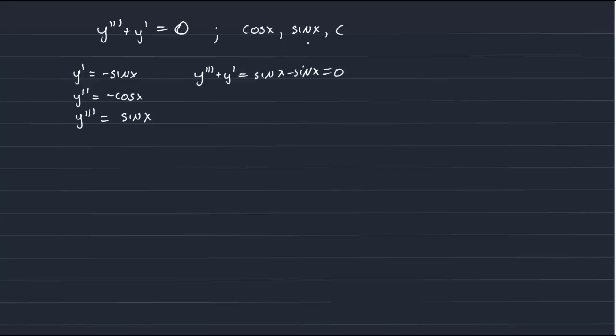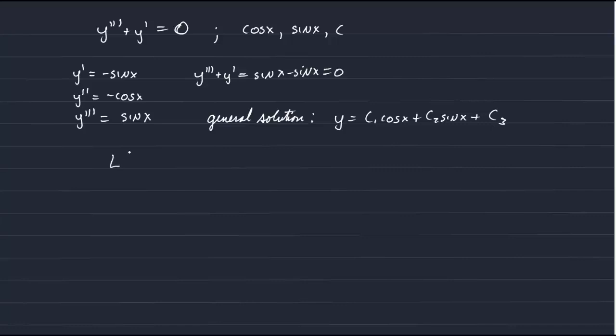We could do something similar using the solution sine x, and you should be able to convince yourself you'll get the same result. And likewise, any derivative of a constant will equal 0, so this is also a solution. So the general solution should be written as y is equal to c1 cosine x plus c2 sine x plus c3, or just our constant.